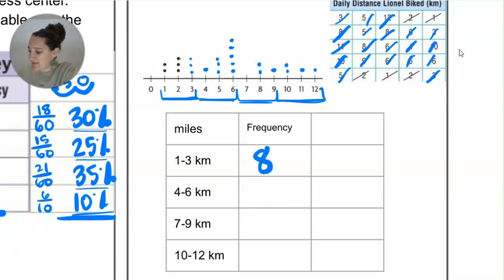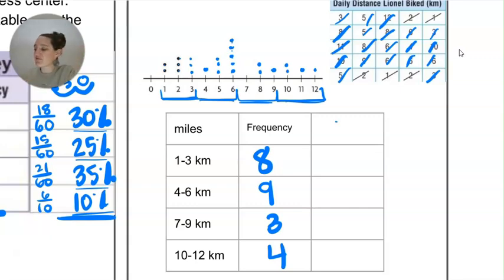8 times. How many times did he bike 4 to 6? 1, 2, 3, 4, 5, 6, 7, 8, 9 times. 1, 2, 3 times. And 1, 2, 3, 4 times. Okay, so there's our frequency table, our dot plot, then our frequency table.